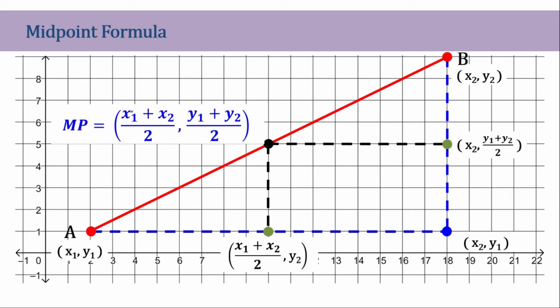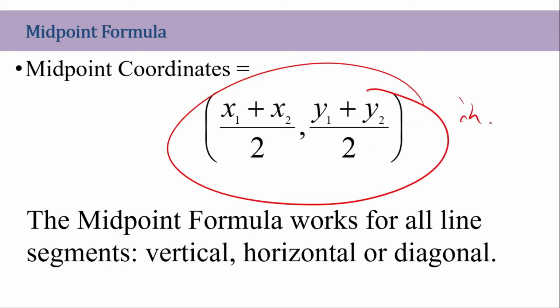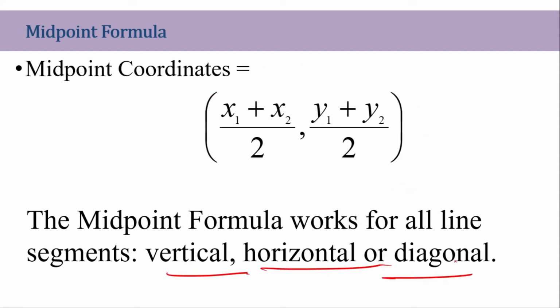So to get the midpoint of x, we need to use this formula. To get the midpoint of y, we need to use this formula. So the midpoint coordinates is equivalent to x sub 1 plus x sub 2 over 2, comma, y sub 1 plus y sub 2 over 2. So this will be the midpoint formula. This is applicable in all line segments, even if it is vertical, horizontal, or diagonal.